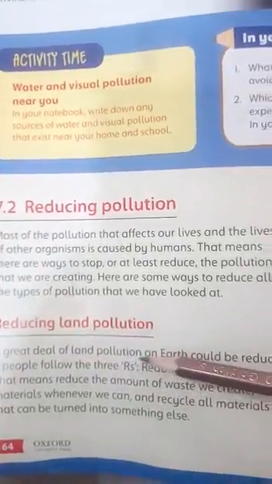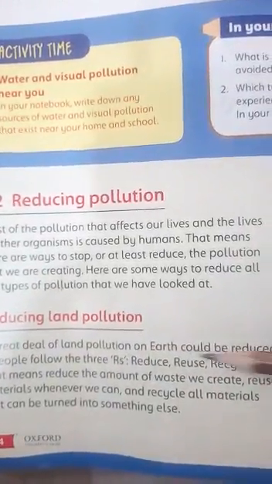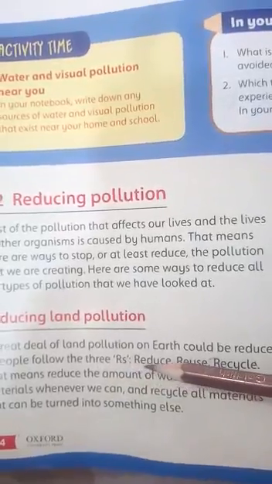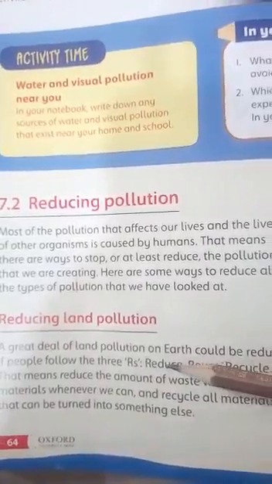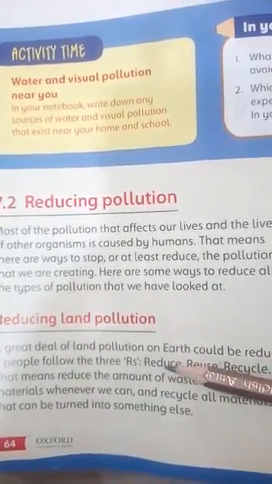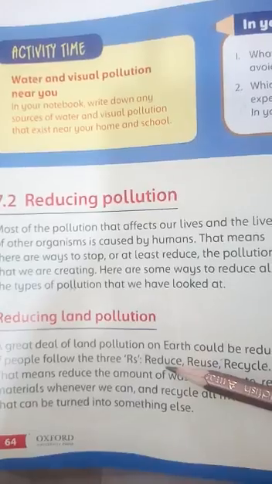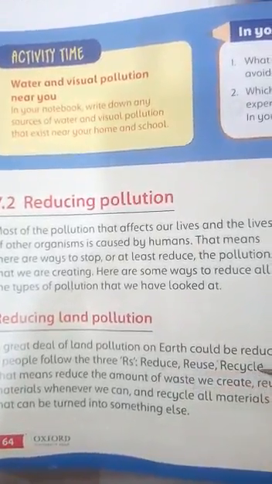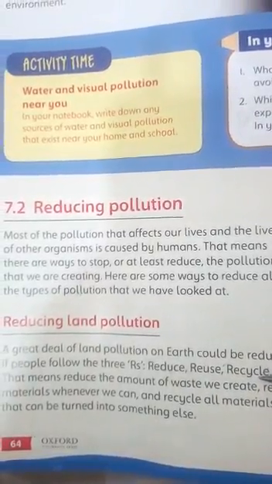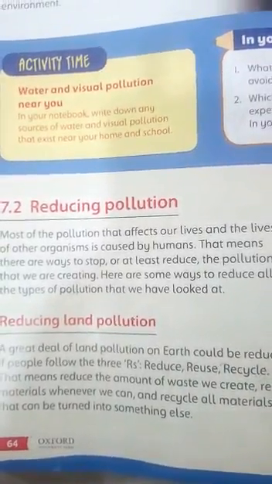A great deal of land pollution on earth could be reduced by the 3 R's: reduce, reuse and recycle. It means to reduce the amount of waste that we are creating, reuse materials whenever we can, and recycle all materials that can be turned into something else.